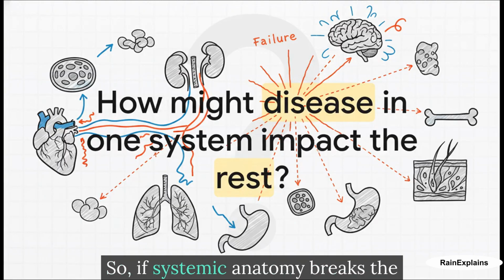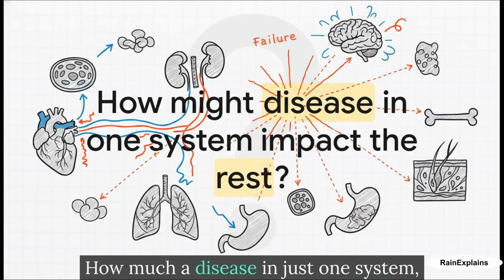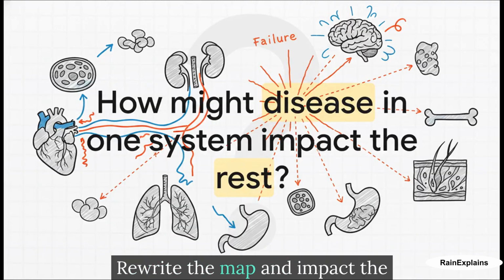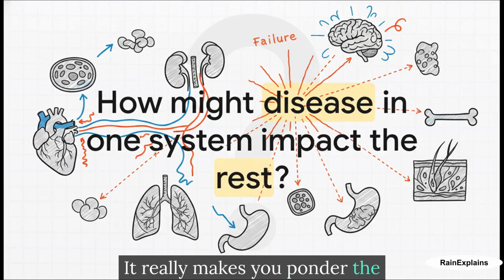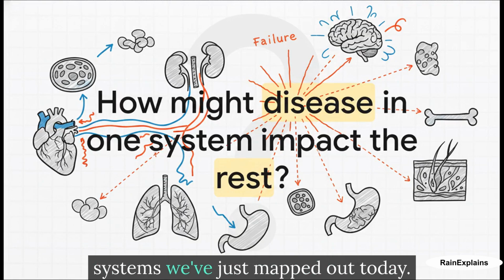So, if systemic anatomy breaks the body down into 11 distinct systems, how might a disease in just one system, say a failure in the cardiovascular network, rewrite the map and impact the function of the other 10? It really makes you ponder the incredible, delicate interconnectedness of the 11 organ systems we've just mapped out today.